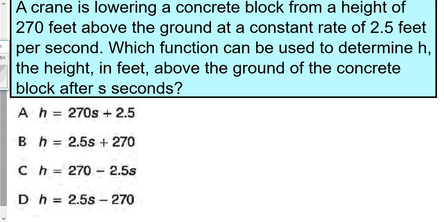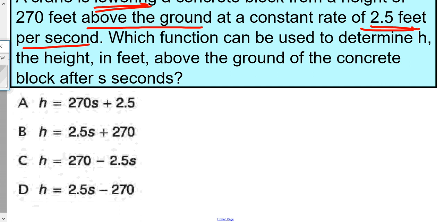Okay, let's look at the next question. A crane is lowering a concrete block from a height of 270 feet above the ground at a constant rate of 2.5 feet per second. Which function can be used to determine h, the height in feet above the ground of the concrete block after s seconds? Pause your video and notice this is a multiple choice question. You should be able to eliminate an answer choice before you even get started using the information that they gave you in the problem. Pause your video now to make an attempt at the question.